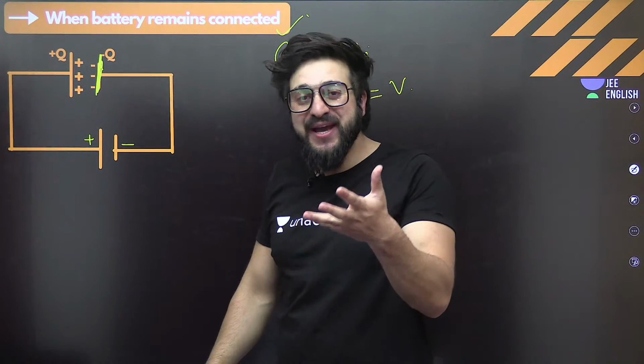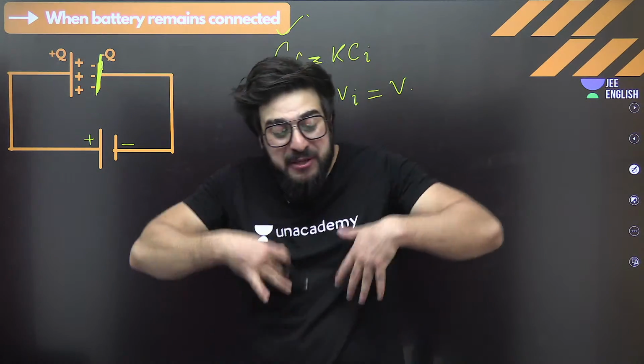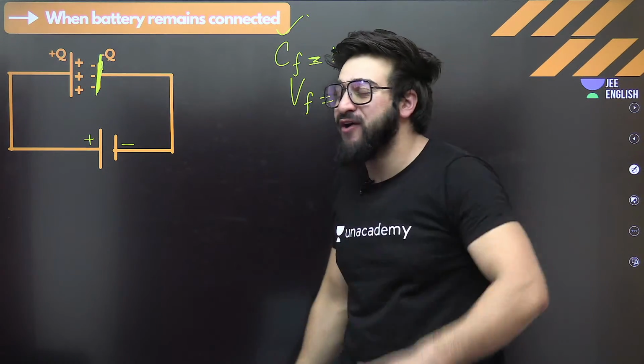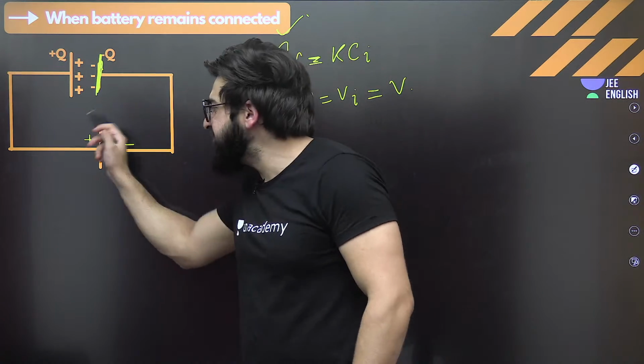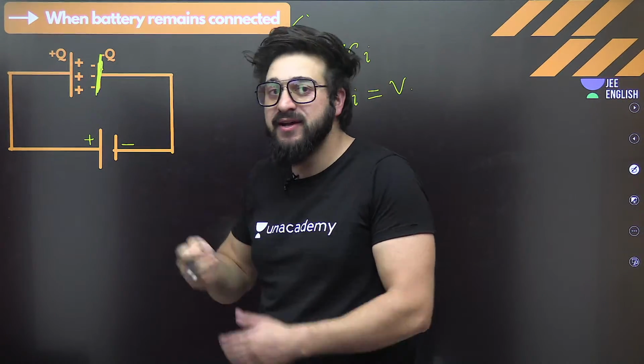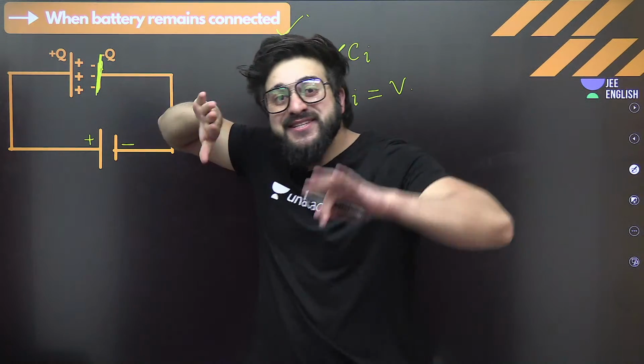Charge changes. Okay. Charge changes over here. You'll say, sir, how much amount of charge will change over here? I'll tell you how you can exactly find that. See, if I say this is a positive terminal, this is negative terminal. So this is a battery. So battery is still connected.